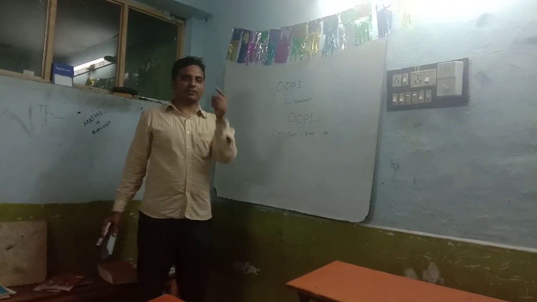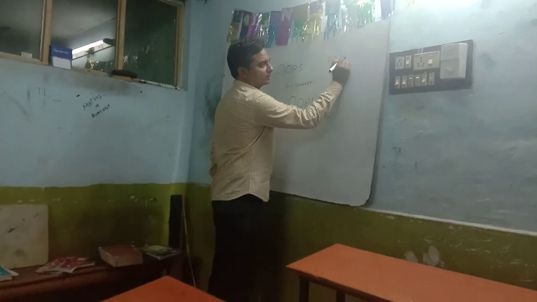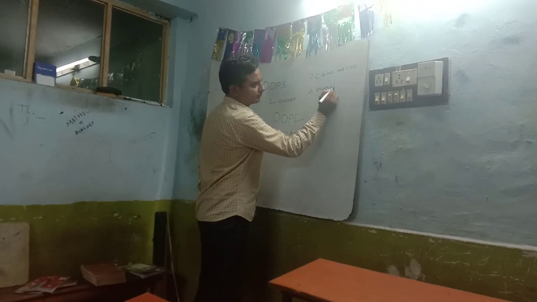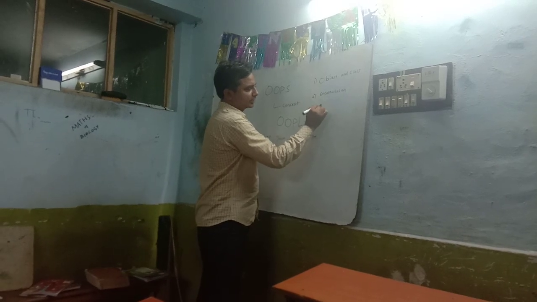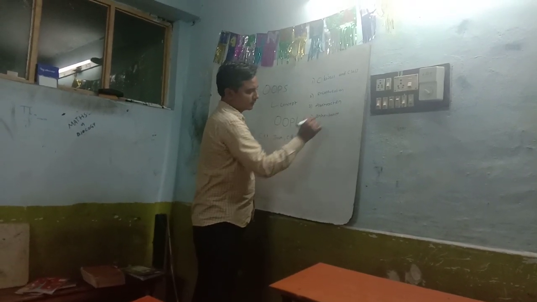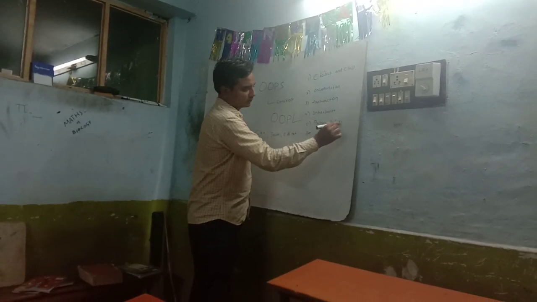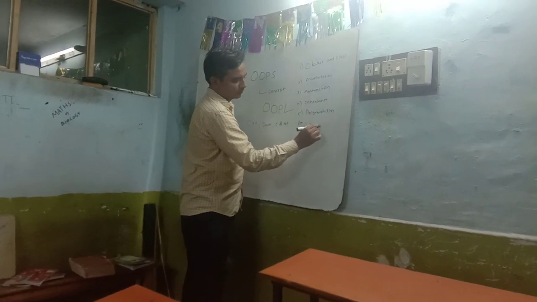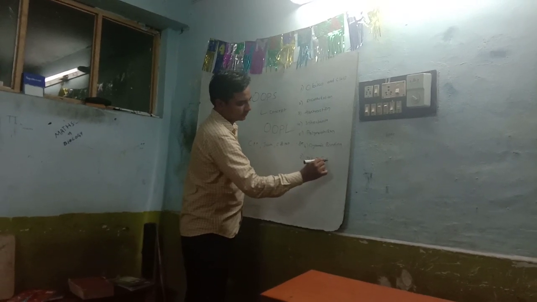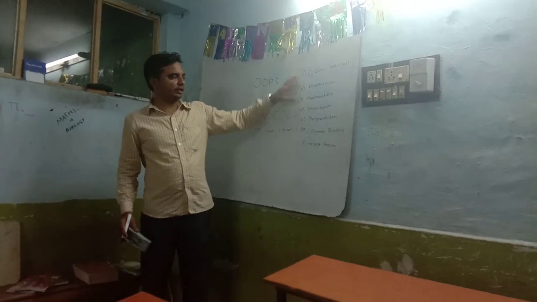Then, one question arises in our mind. What are the OOPS concepts? The following are the OOPS concepts. First one, object and class. Second one, encapsulation. Third one, abstraction. Fourth one, inheritance. Fifth one, dynamic polymorphism. Sixth one, dynamic binding. Seventh one, message passing. These are the OOPS concepts. Now we will discuss these one by one.